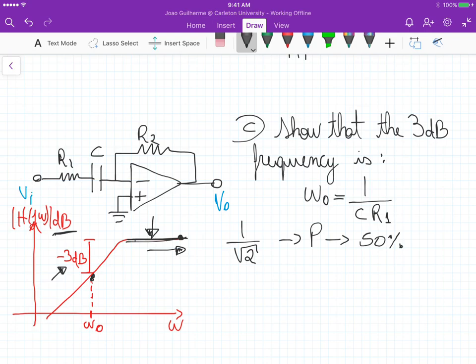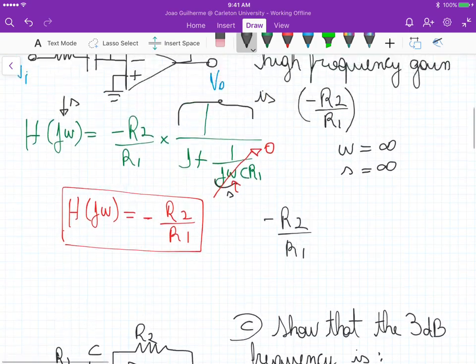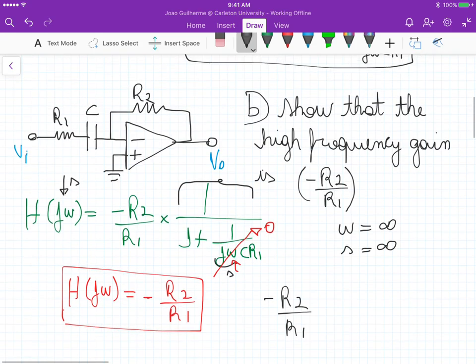Okay, so we need to define when the voltage transfer function decreases by 1 over square root of 2. So when it gets to 1 over square root of 2 of the constant gain that we have at higher frequencies. Okay, so what does it mean? It means that if we take the voltage transfer function that we had up here, let me copy this equation here.